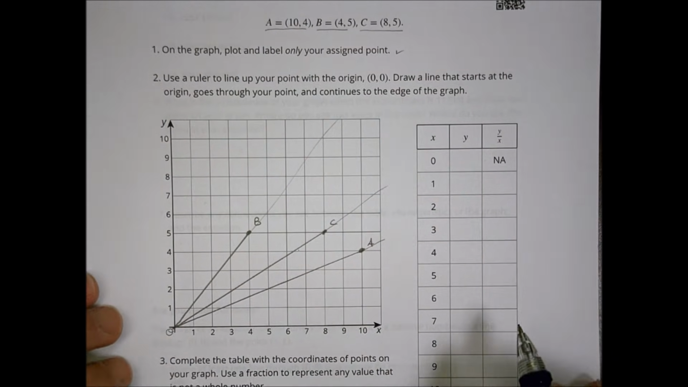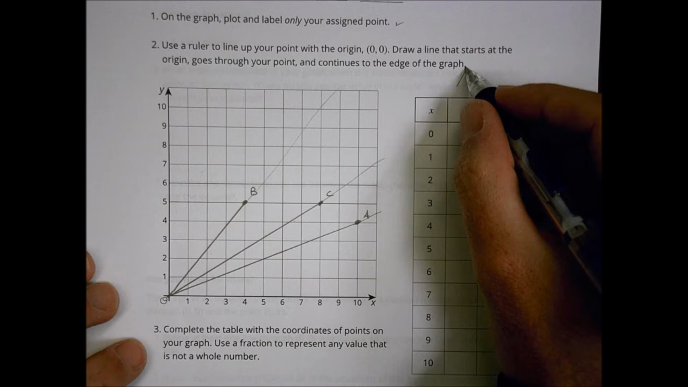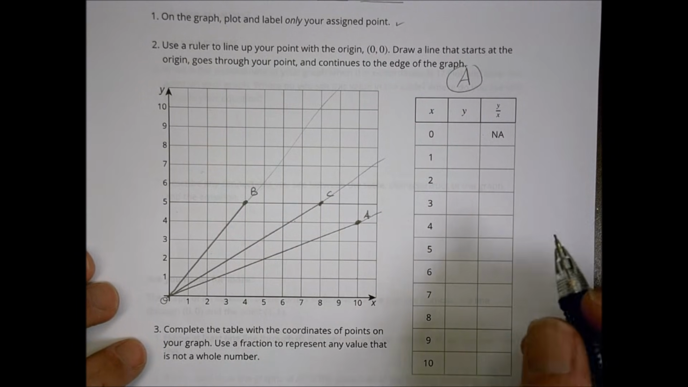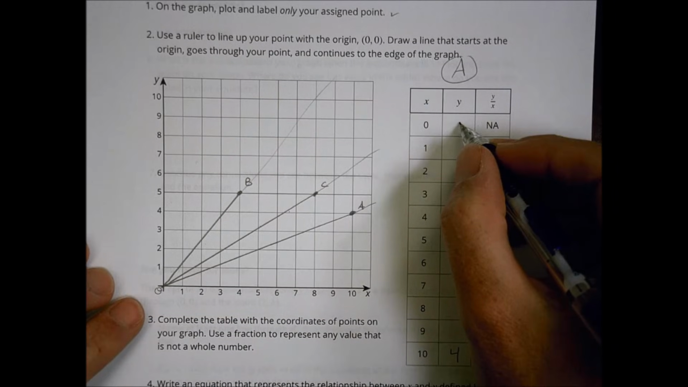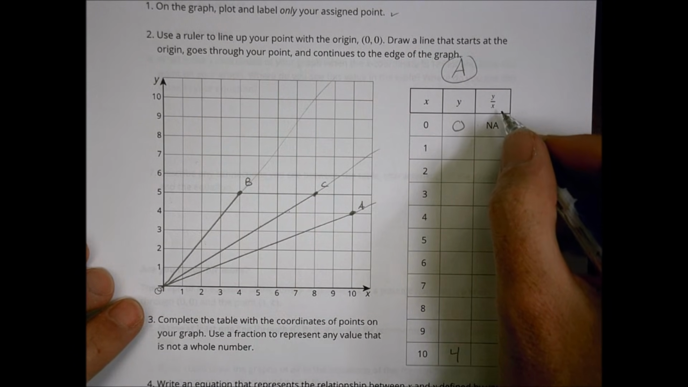Okay, and then I wanted you to complete the table with the coordinates of points on your graph and use a fraction to represent any value that is not a whole number. So for me, I'm going to go ahead and just do graph A, 10, 4. And so when x was 10, we knew that it was going to be 4. When x is 0, we know we are at 0. And so for our y over x value, we don't have one there.